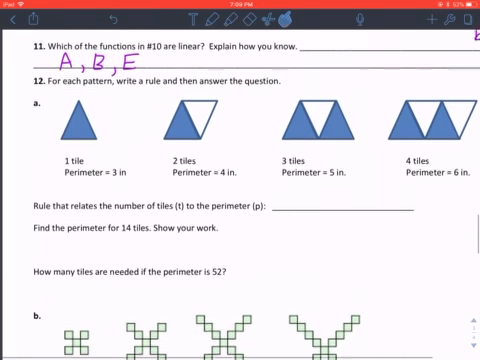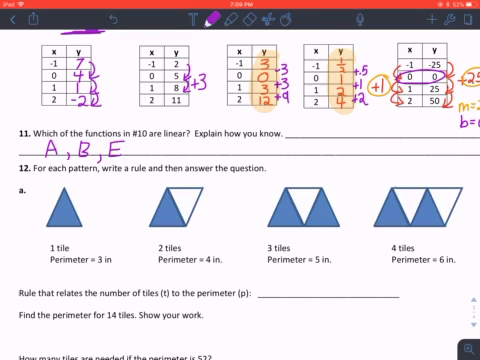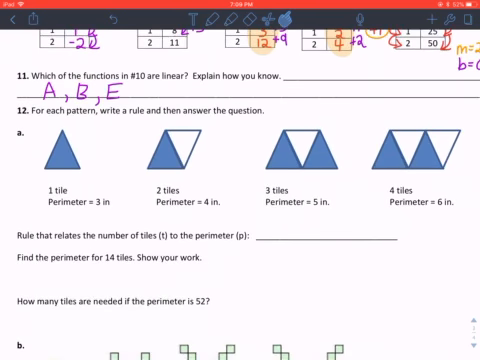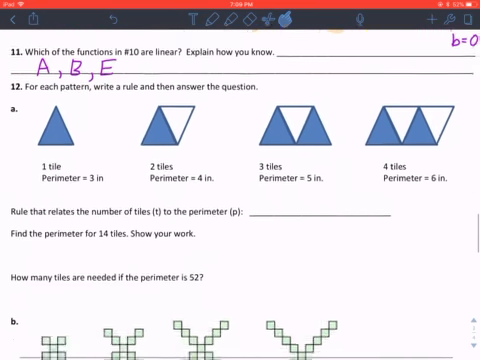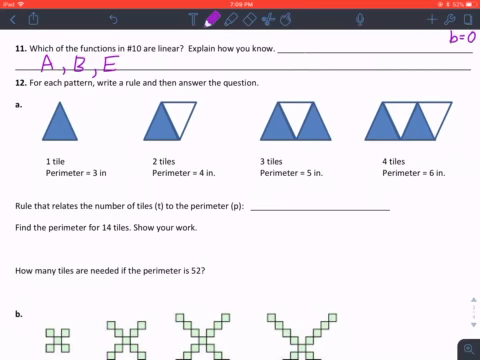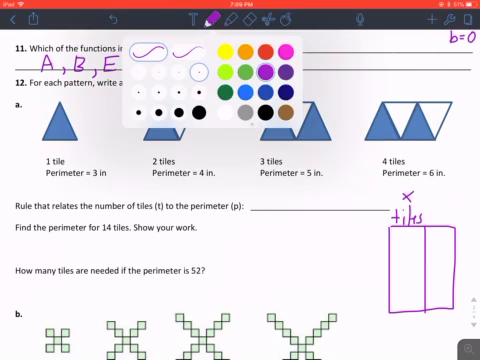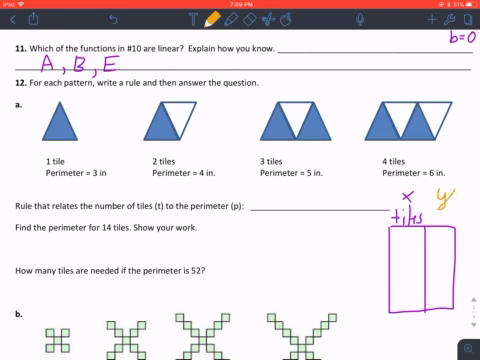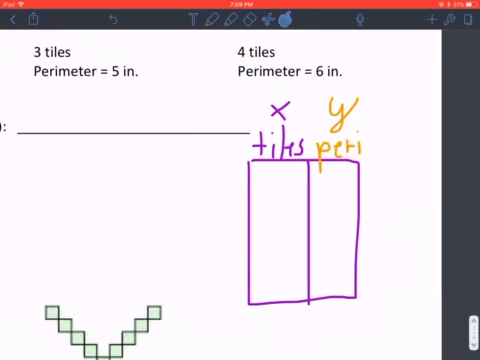Okay, so let's look at number 12. Number 12 says, for each pattern, write a rule and then answer the question. In order to make this easier to see the rule, I'm going to draw a table. I'm going to call my x values tiles. So these are my x values. I'm going to call my y values perimeter. So zoom in.